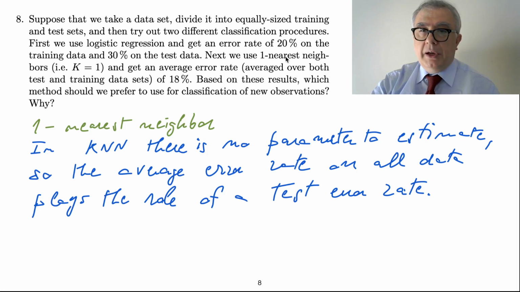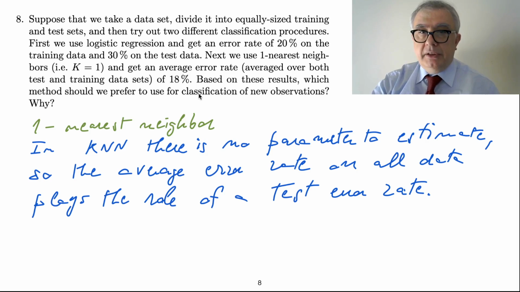Next, we use one nearest neighbors and get an average error rate. Attention: this is an error rate averaged over both test and training datasets of 18%. Based on these results, which method should we prefer for classification of new observations? This is rather tricky, apparently, because here you have 20% on training data and 30% on test data, and here you have just 18% on all the data.